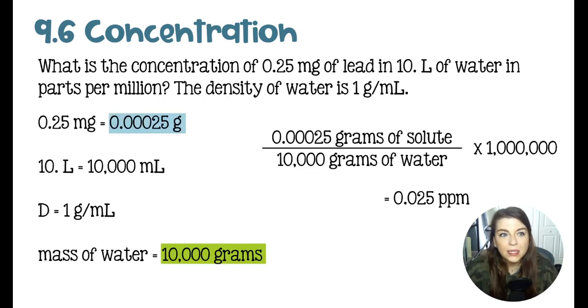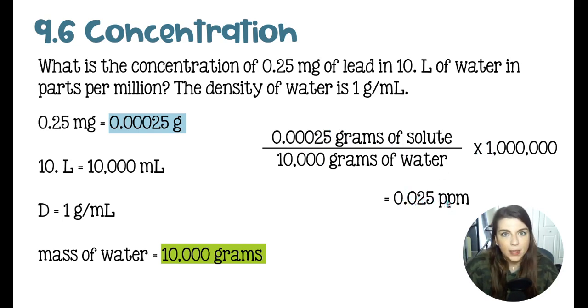A few things had to happen here. I had to take the 25 milligrams and convert it over to grams. And then I had to take my 10 liters of water, convert that to milliliters, and then using the density formula, figure out the number of grams that this is. So this blue and green wound up in my parts per million final problem. And when I divide and then multiply by a million, I got 0.025 parts per million.